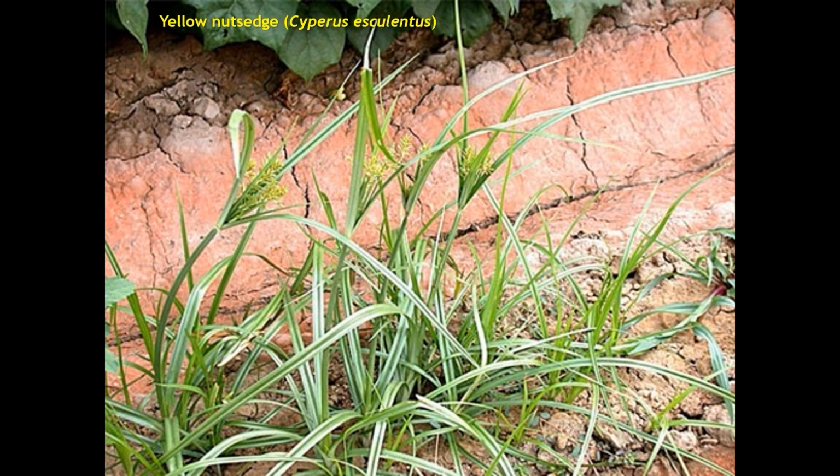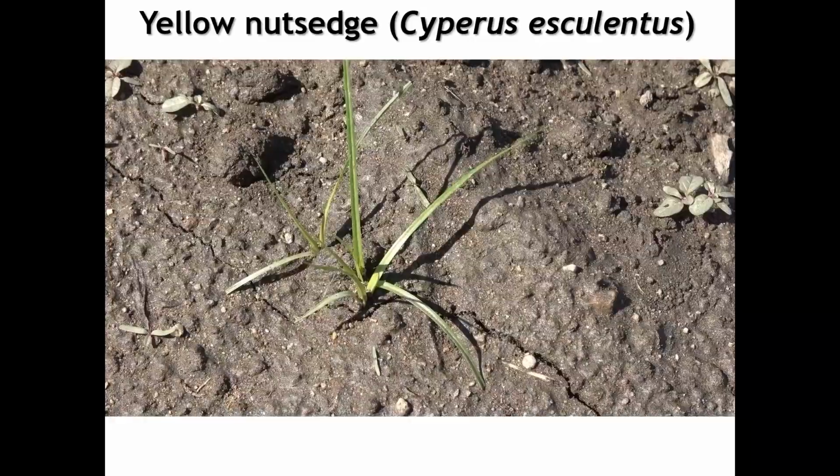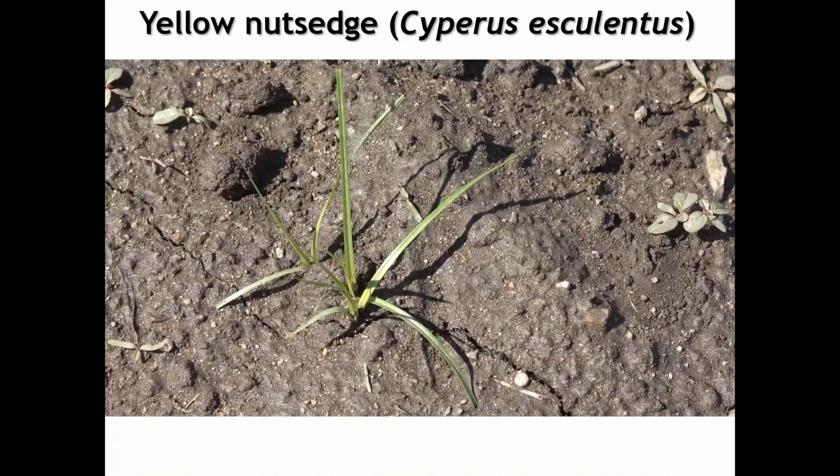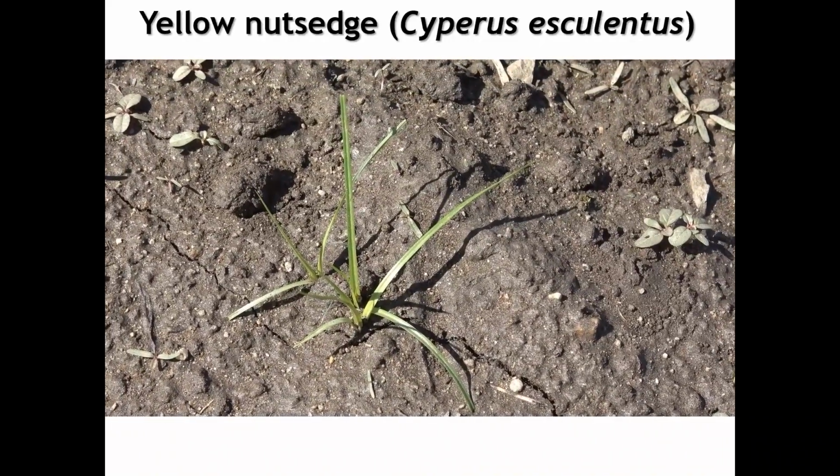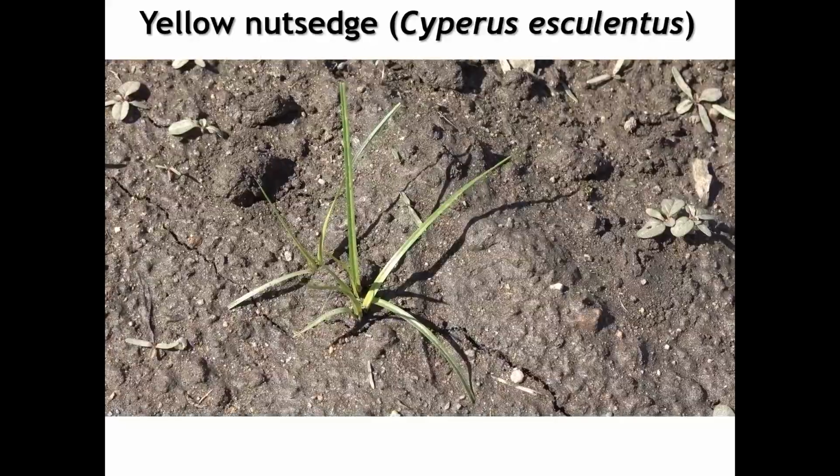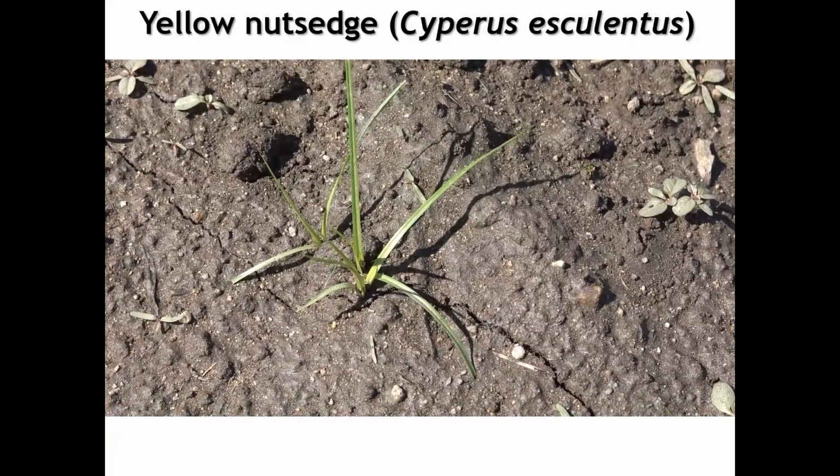But there are other features that we can use to tell the two apart. So here's a video of yellow nutsedge. At the seedling stage it may be difficult to tell the two apart, but I will mention some features that you can use to tell yellow nutsedge from purple nutsedge. So let me talk about those features that can help you tell the two apart.